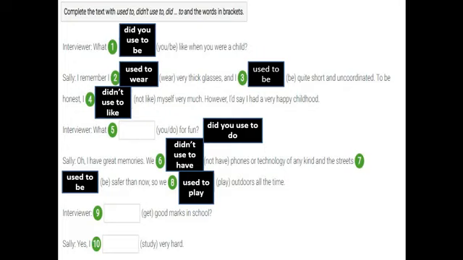Interviewer: this is interrogative again. The verb to get, good marks in school. Did you used to get good marks in school? Sally: Yes. I used to study very hard.